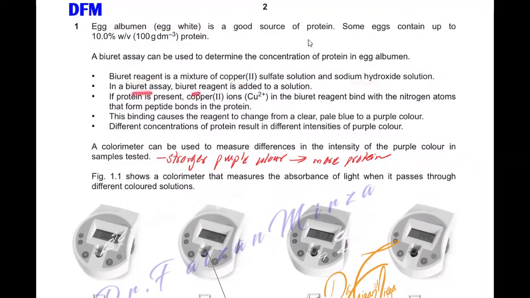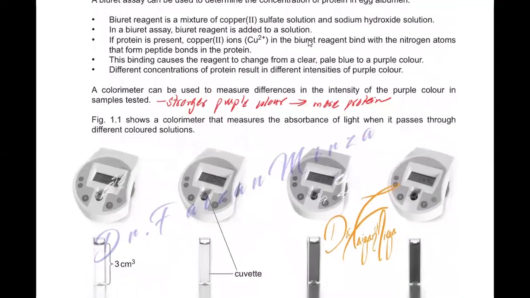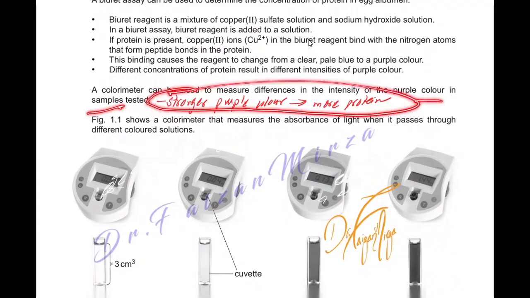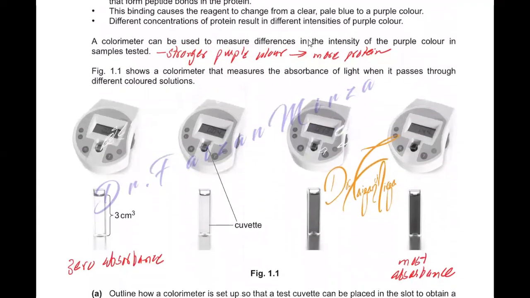In a biuret assay, biuret reagent is added to a solution. If proteins are present, copper II ions in the biuret reagent bind to the nitrogen atoms that form the peptide bonds. This binding causes the reagent to change color from pale blue to a purple color. Different concentrations of protein result in different intensities of purple color. A colorimeter can be used to measure the differences in the intensity of the purple color in the samples tested. So it's very obvious: a stronger purple color would mean there is more protein present.